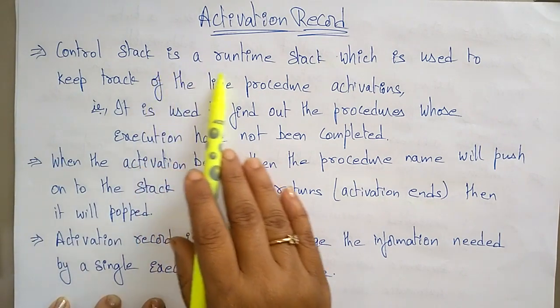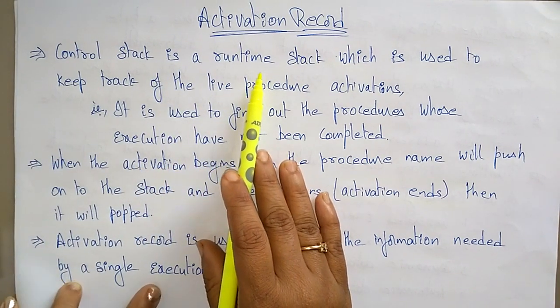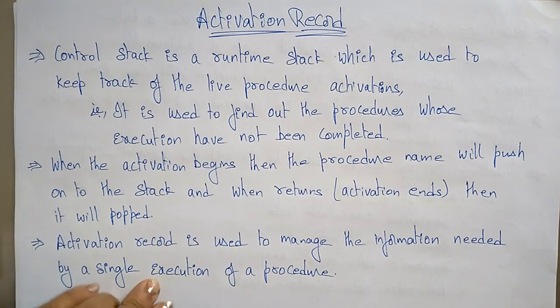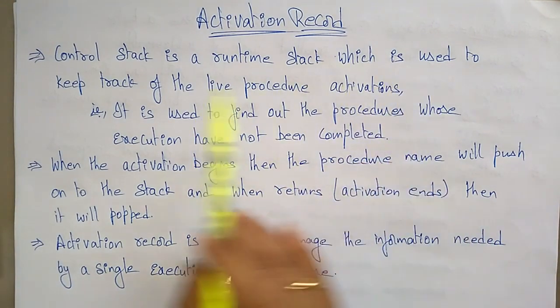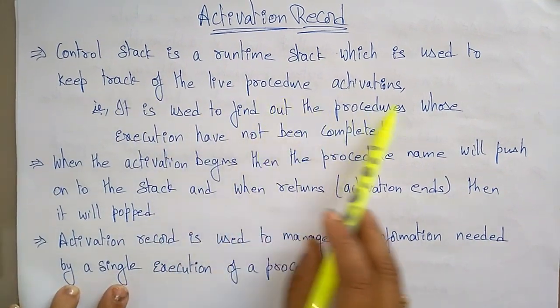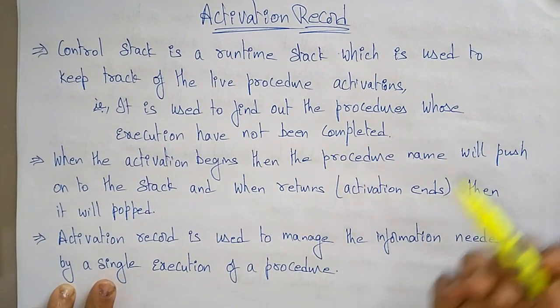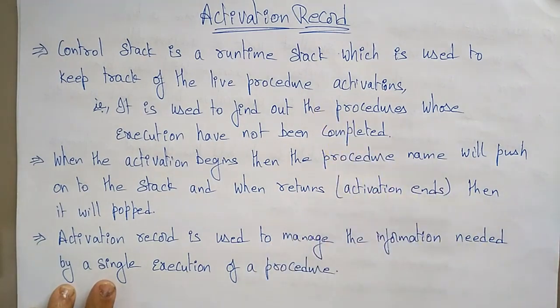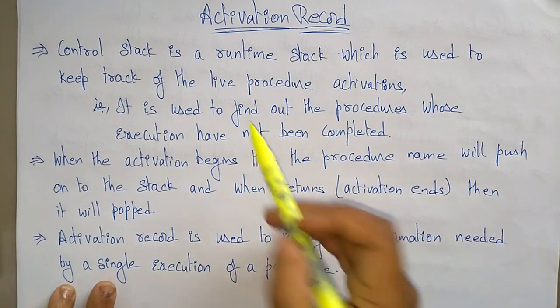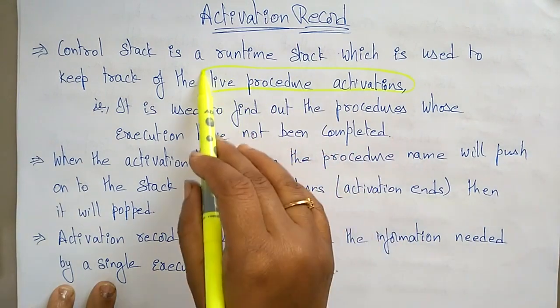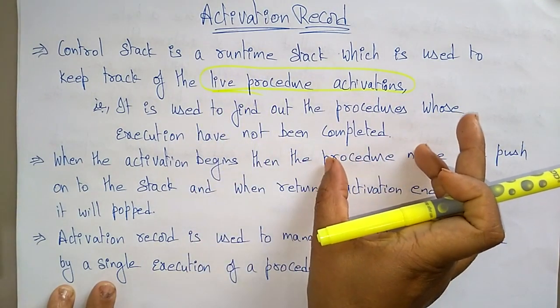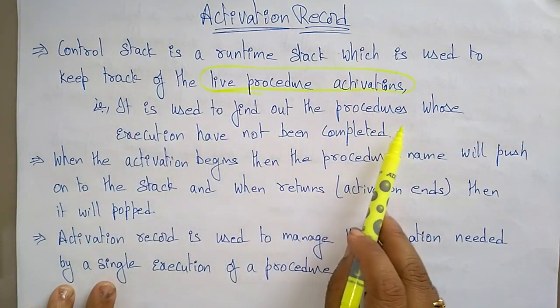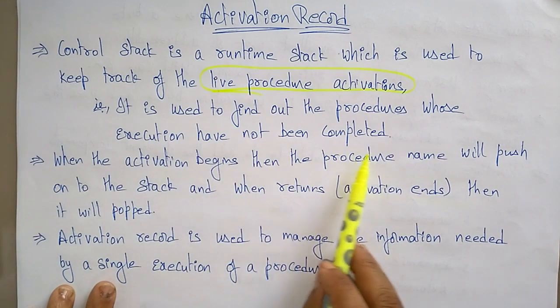The control stack is a runtime stack. We know that it is a runtime stack because the data is stored in the stack at runtime, which is used to keep track of the live procedure activations. So while the program is executing, we are taking the information from the top of the stack and executing. It means it is a live procedure. So that is the program, the stack is in activation state. It is used to find out the procedures whose execution has not been completed.